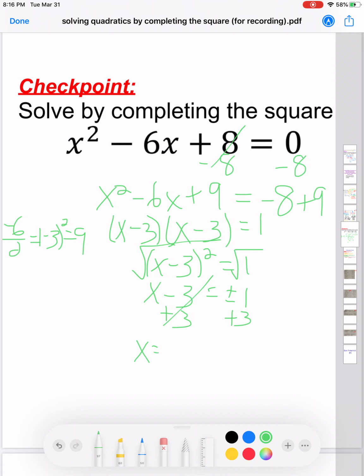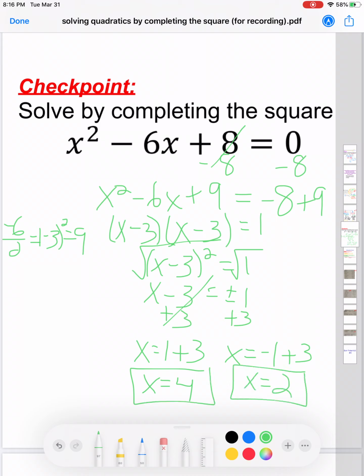And now let's figure out our two answers. One answer is going to be 1 plus 3. The other answer is going to be negative 1 plus 3. So our first answer is positive 4. Our second answer is positive 2. So your two answers for the checkpoint should have been positive 4 and positive 2. So again, at this point in the lesson, I want you to think about how you did on this problem.